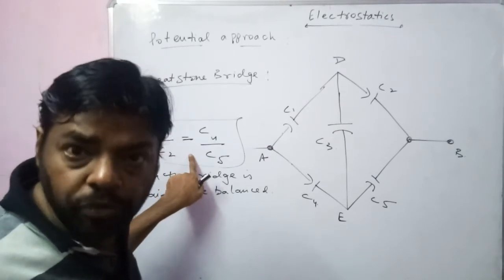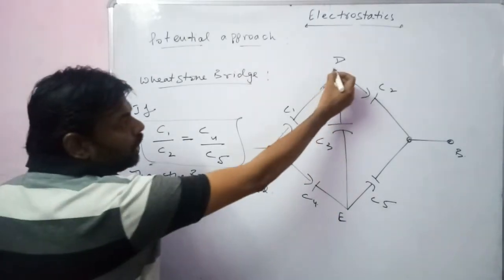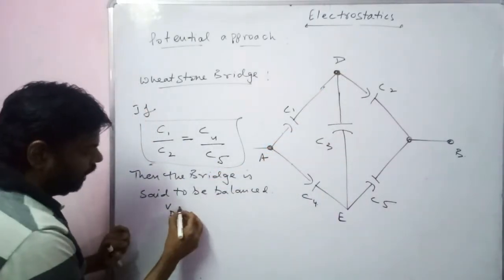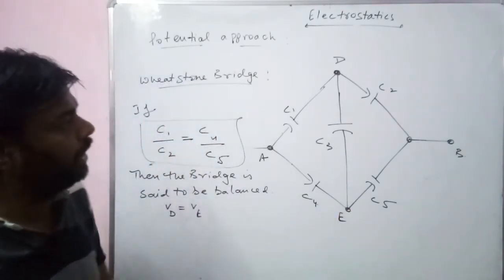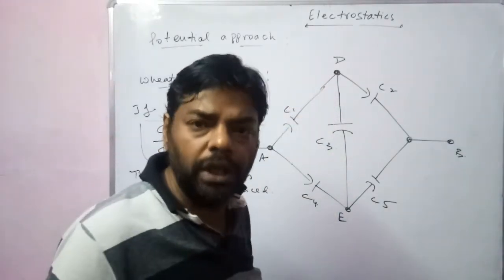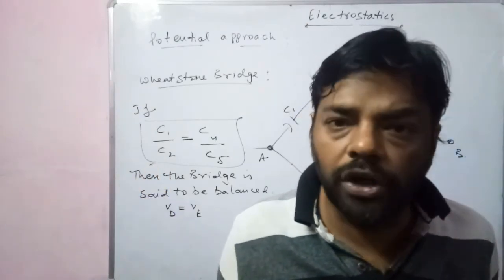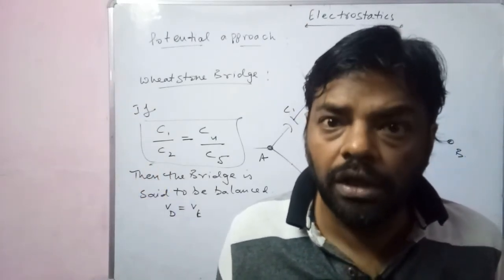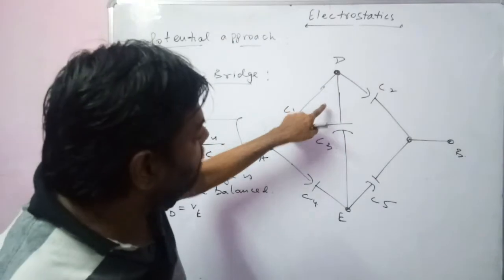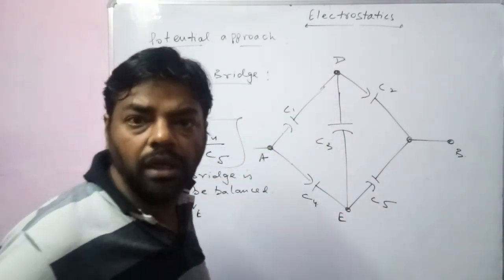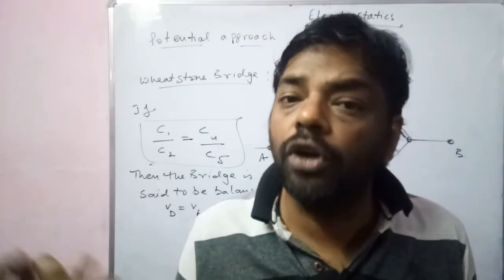Now, when the Wheatstone bridge is balanced, then what happens? Then the potential of the point D is equal to the potential of the point E. When the potentials of the junctions D and E are the same, then there does not exist any potential difference between D and E. Then this capacitor C3, which is connected between D and E, will not store any charge. Why? Because there does not exist any potential difference across it.